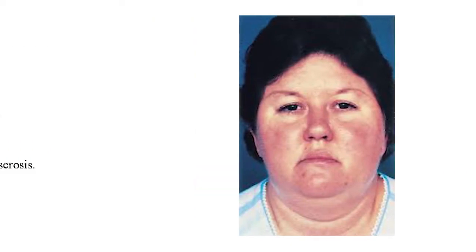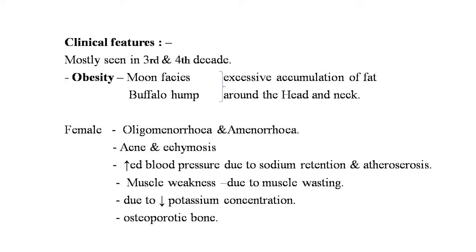Clinical features are most often seen in the third and fourth decade: obesity and bony facies, buffalo hump as we saw in the previous image, the typical moon face and buffalo hump, excessive accumulation of fat around the head and neck, female oligomenorrhea and amenorrhea, acne, ecchymosis, increased blood pressure due to sodium retention and atherosclerosis, muscle weakness due to muscle wasting from decreased potassium concentration, and osteoporotic bone.